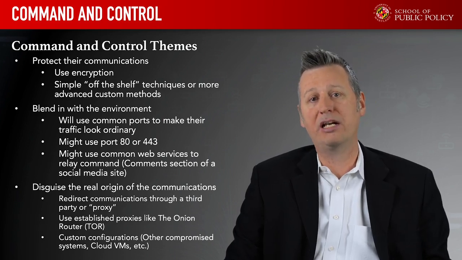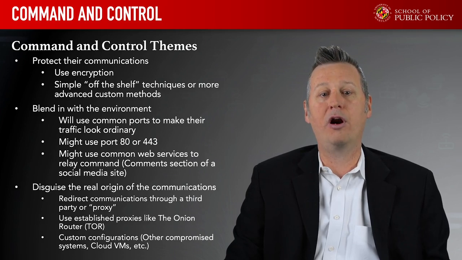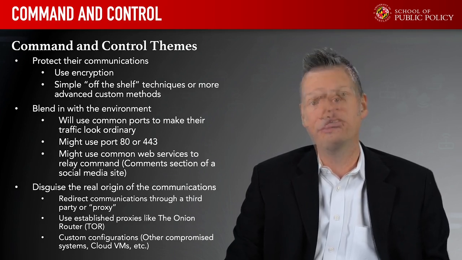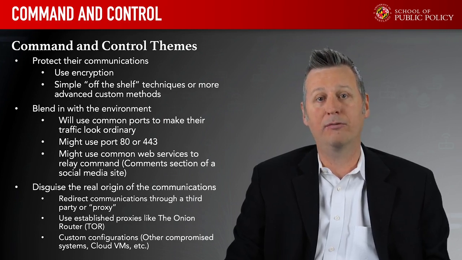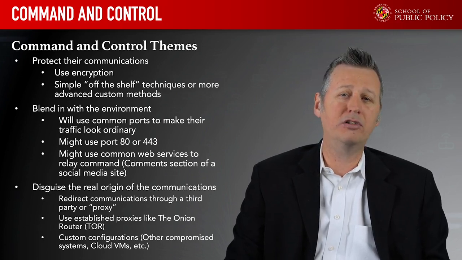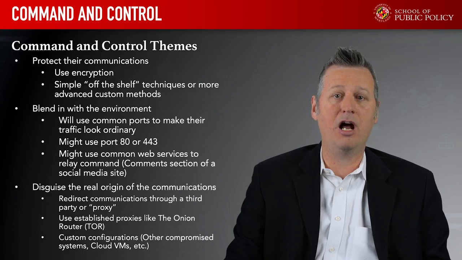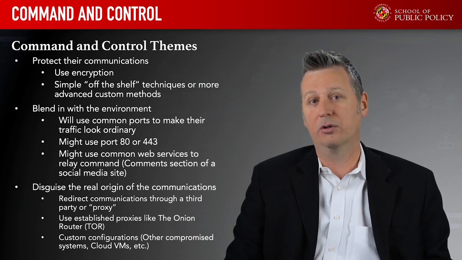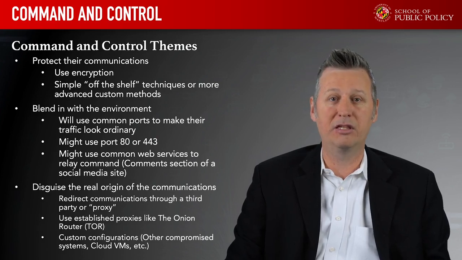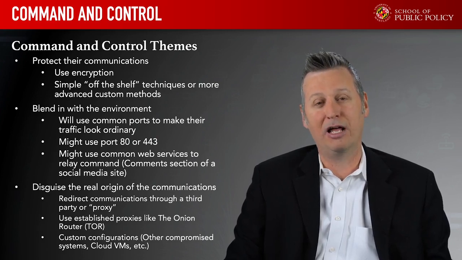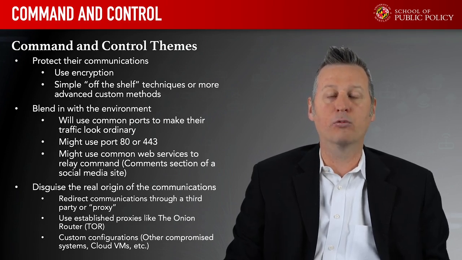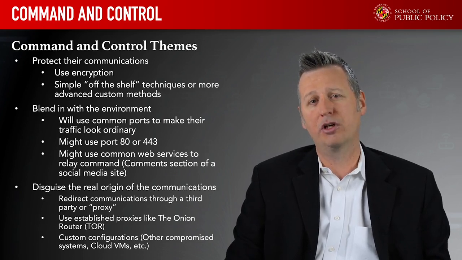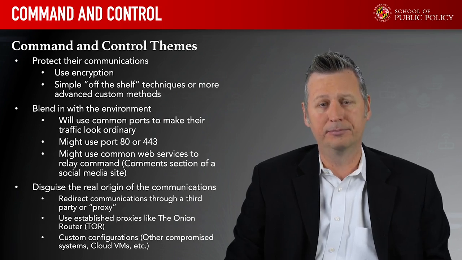So I want to redirect my communications through a third party, oftentimes what we call a proxy. So there are established proxies like the Onion Router, or Tor. You may have heard of that before. But we can also use our own custom configurations, right? Other compromised systems, to include cloud virtual machines. I could spin those up in your most favorite cloud provider. So there are ways in which I disguise and redirect traffic to make it that much more difficult for people to identify who's actually doing the attacking.